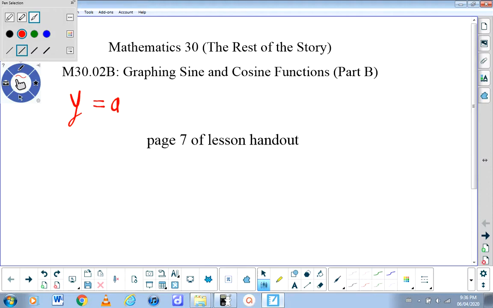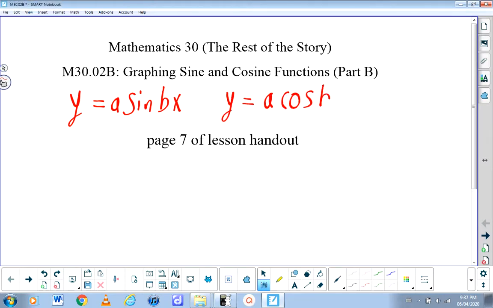y equals a sine bx and y equals a cos bx. And although a and b did the same things to those functions that they did in Unit 1, namely a is responsible for vertical stretches and reflections, b is responsible for horizontal stretches and reflections, what was important about a and b in terms of these graphs is that if you take the absolute value of lowercase a, you will get what we call the amplitude of the trigonometric graph.